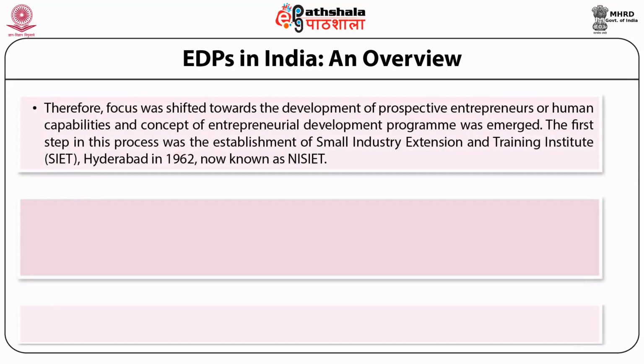Therefore, focus was shifted towards the development of prospective entrepreneurs or human capabilities and concept of entrepreneurial development program emerged. The first step in this process was the establishment of Small Industry Extension and Training Institute called SIET, Hyderabad in 1962, now known as NISIET.